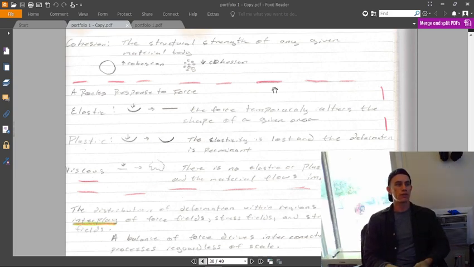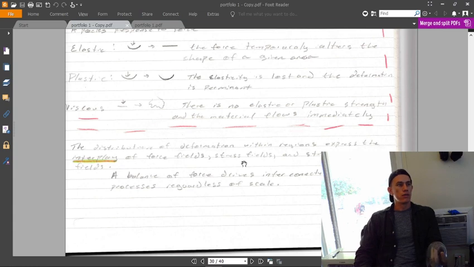Viscous means there's no elastic or plastic strength, and the material just flows like water or cake batter. There's no real going back to original shape. The distribution of deformation within regions expresses the interplay of the force fields, stress fields, and strength fields. A balance of force drives interconnected tectonic processes regardless of scale. So when you add all of the deformation together, you're figuring out how all of the forces are interacting with this one unit of rock.